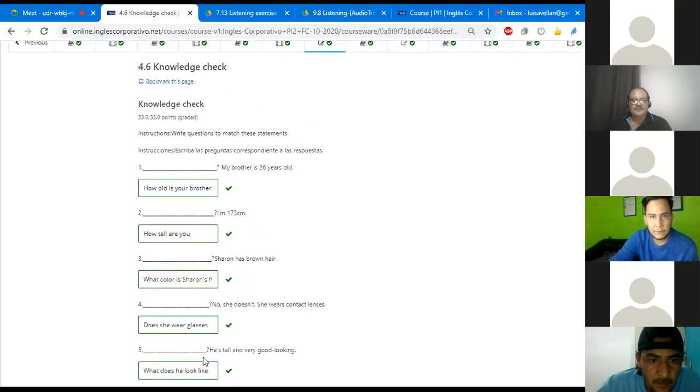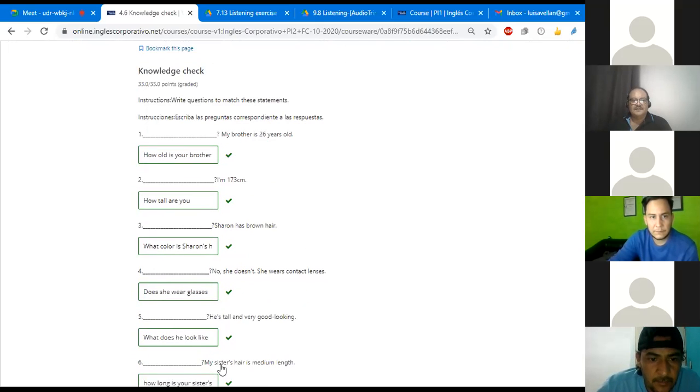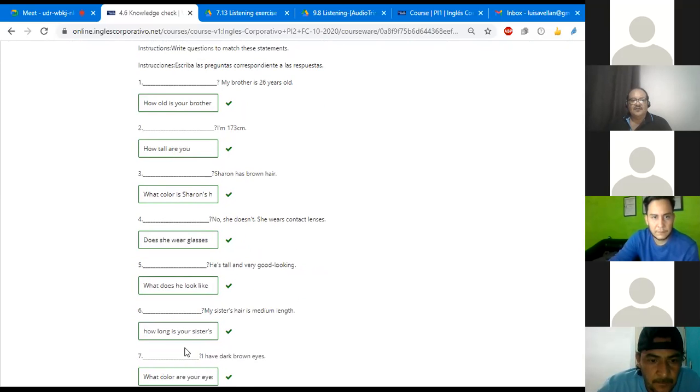Okay, if you see number 6, my sister's hair. Like here it was how long, because you're talking about the hair of my sister. It's medium length. You say, how long is your sister's hair? Okay. There you go. Well, good. It's only the interpretation, the answer. You have to read the question, that's what it says here.